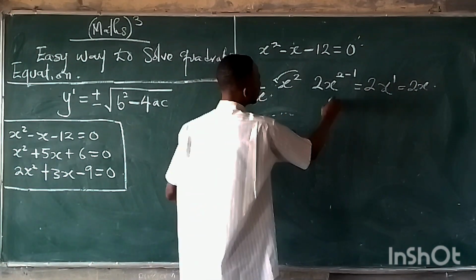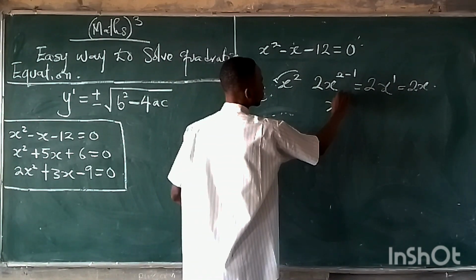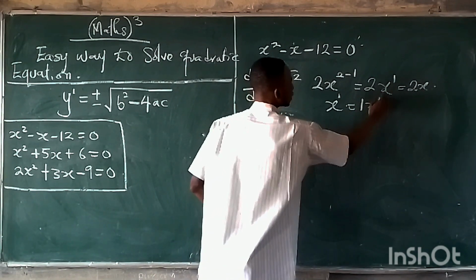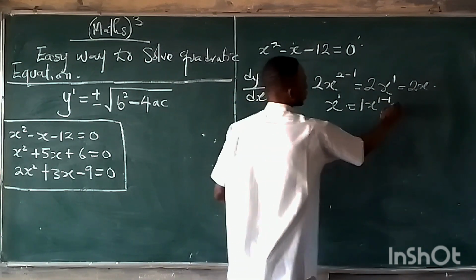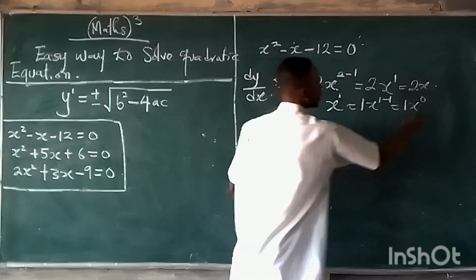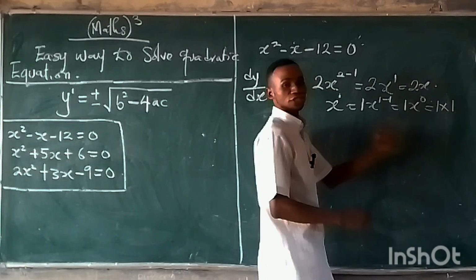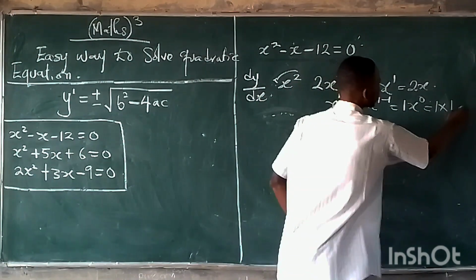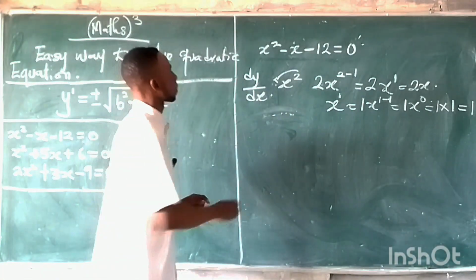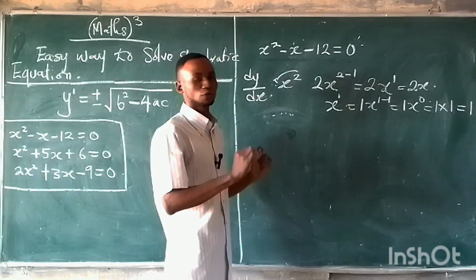In differentiating x in this form, it is the same thing as x raised to power 1. When you multiply by the power, you get 1x, then subtract 1 from the power. You are going to have 1 times x raised to power 0, and x raised to power 0 is 1. So you have 1 times 1, which gives you 1. And when you are differentiating a constant, it is automatically 0, so we are not going to do that.